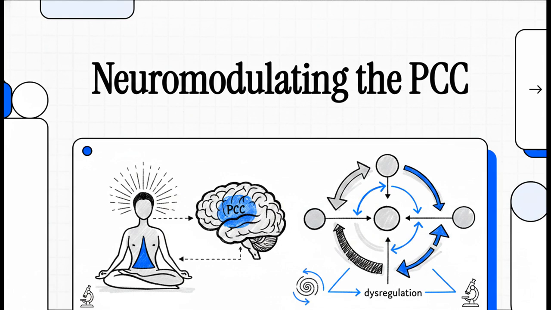Today, we are going very, very deep into the neurobiology of how specific contemplative practices, specifically Vipassana scanning and mental noting, neuromodulate the posterior cingulate cortex. Basically, we're going to look at exactly how these interventions can actually correct default mode network dysregulation in obsessive-compulsive disorder.